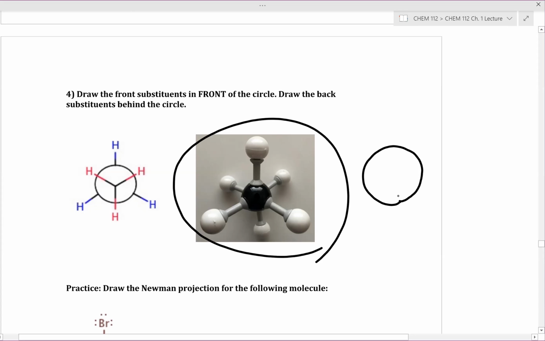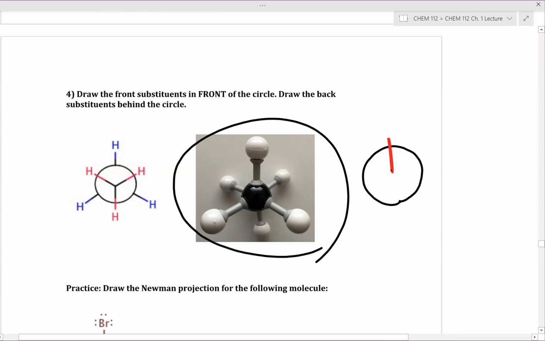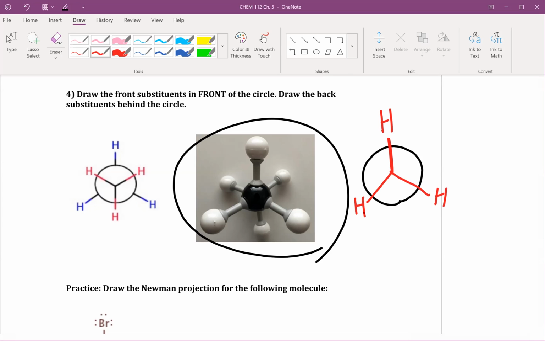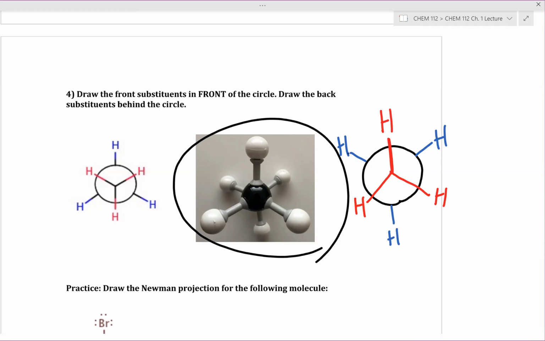So to showcase how we draw this specific Newman projection, let's do this one together. So I'm going to draw out my circle. For my substituents in front, I'm going to do them in red. My first hydrogen is up. My second hydrogen is to the right, and my third hydrogen is to the left. Then, what about my back substituents? Is one of my hydrogens down? Yeah, so I'm going to draw that out. What about my other hydrogen? To the right, and the last one is to the left. The hydrogens in blue are behind the circle, so they're behind the first carbon. Does that make sense?